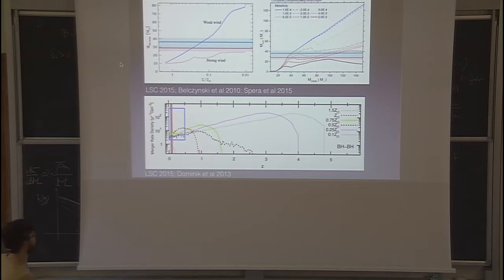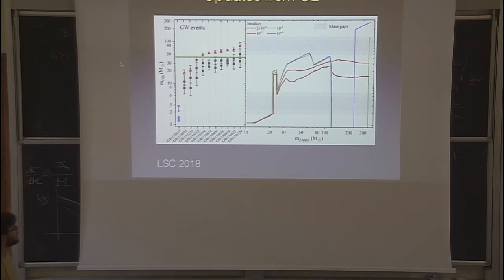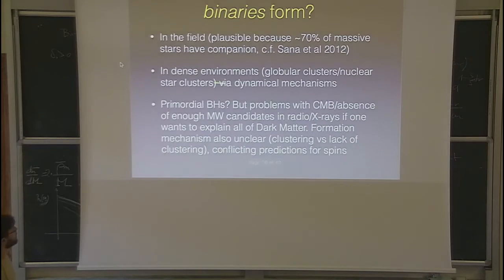In fact, if you go back in time, this is a plot that shows the merger rate density as a function of redshift for different metallicities. If you have very low metallicity, 0.1, you get a peak in the formation of black holes at about redshift 4, and if you go to even lower metallicity, you can go to much higher redshift. But this is a merger rate, so most of these events merge immediately, and very few survive until today. The other possibility some people have entertained is that these black holes are primordial.